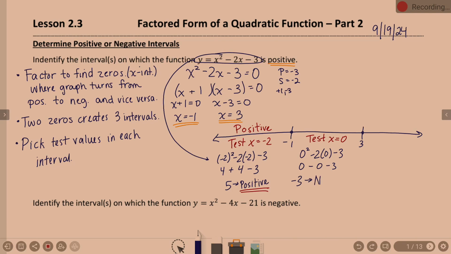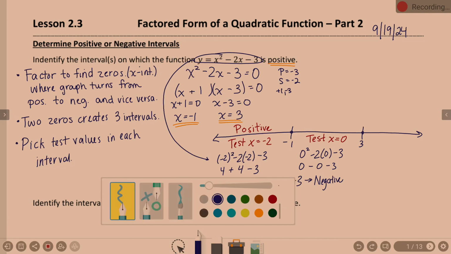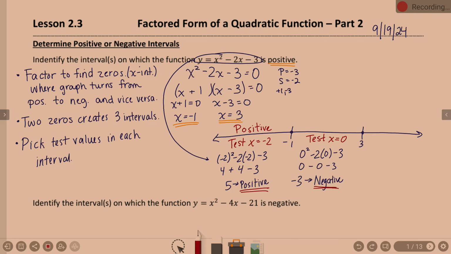It's negative. Good, you're stating the obvious. That's what I want. Now, if that y value comes out to be negative, what does that represent about this whole section? This whole interval is going to be negative, meaning it's going to be below the x-axis. Again, you can kind of guess what's going to happen here, but I want you to understand the process. I want you to make sure it works.